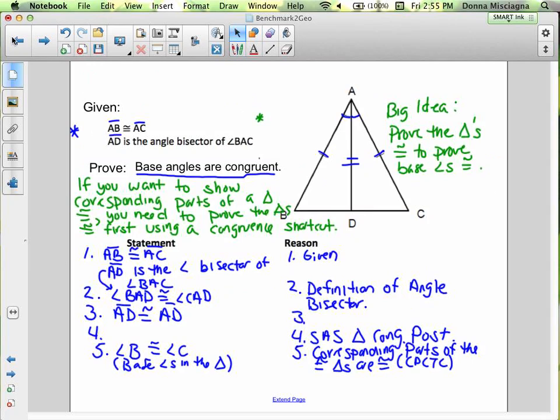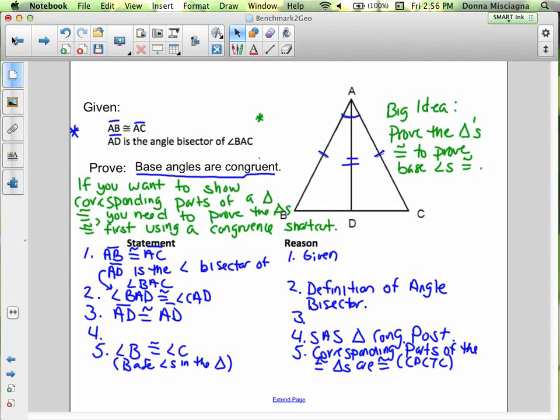So if you remember, we did this proof when we were proving base angle theorem. Let's see if you can remember the missing steps. It's a good idea to start with the given. AB is congruent to AC, right up on top there under the words given. And then AD is the angle bisector of BAC, also given. Because AD is the angle bisector, we know that angle BAD has to be congruent to CAD, because that's what an angle bisector does. Divides an angle into two congruent angles.